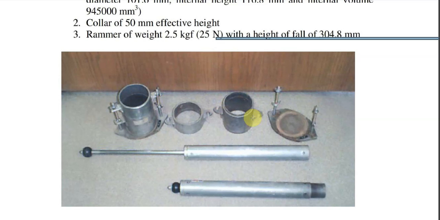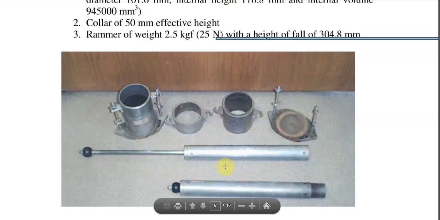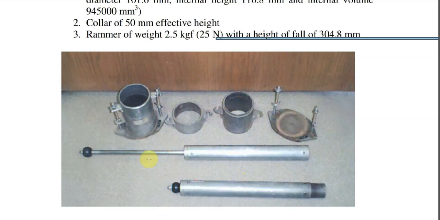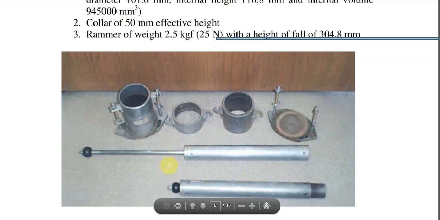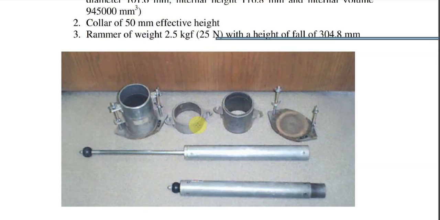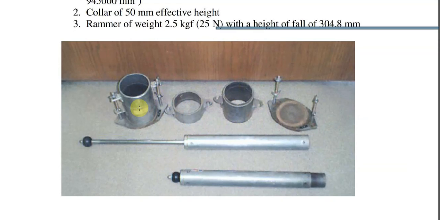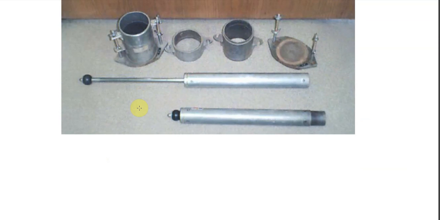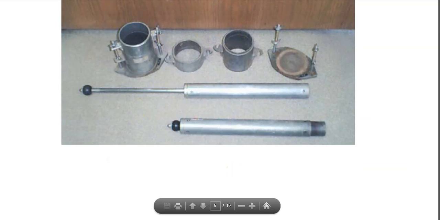So this is my mold, and we use a rammer. Now this is the weight. It can be dropped from a certain height. So we have a rammer, and we have a mold, and the mold has three parts: the collar, the mold, and the base plate. So this is my base plate, mold and collar. And we have the rammer. I'll just show you the video.